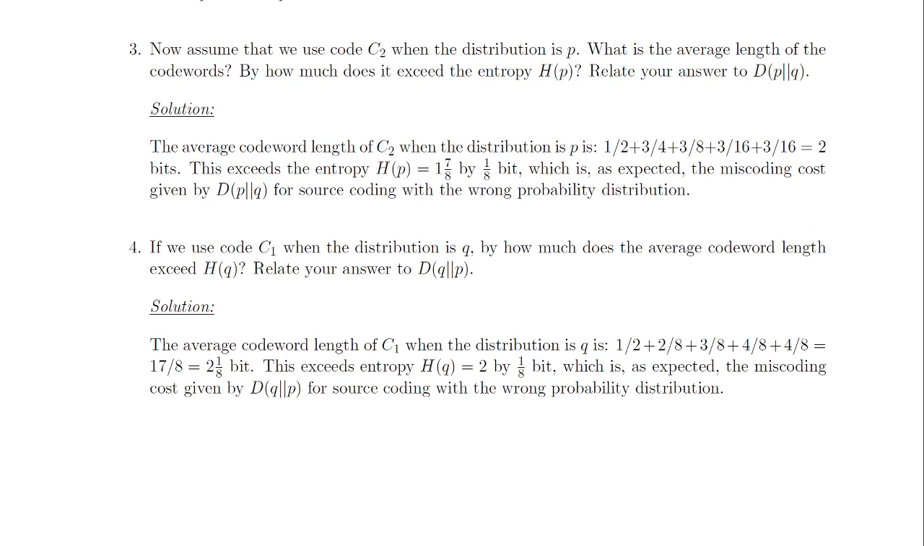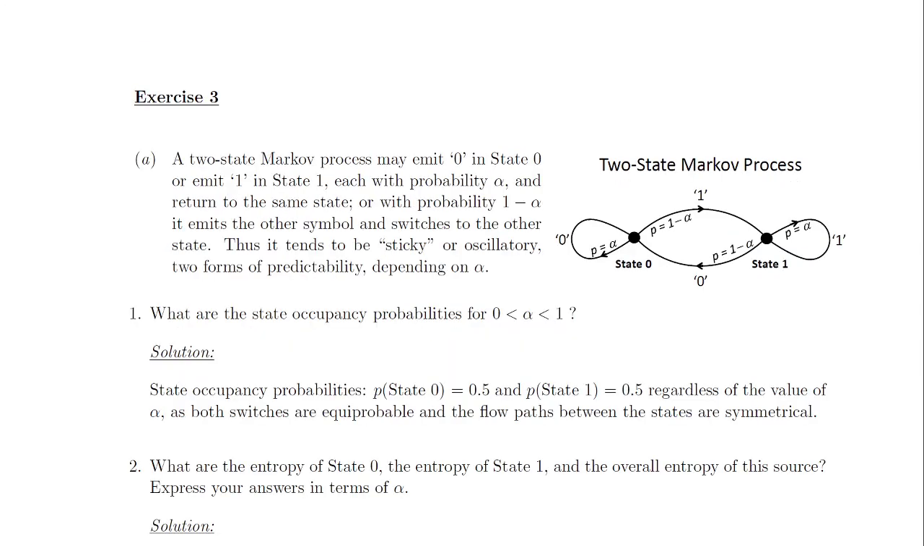So those are just a few simple numerical exercises using those metrics and invoking what is predicted by the source coding theorem: reaching the lower bound, and then exceeding the lower bound when the wrong probability distribution is assumed. Okay, that concludes our second exercise.